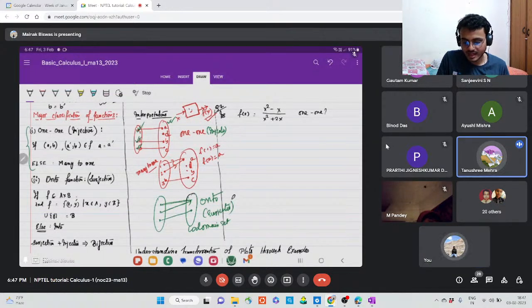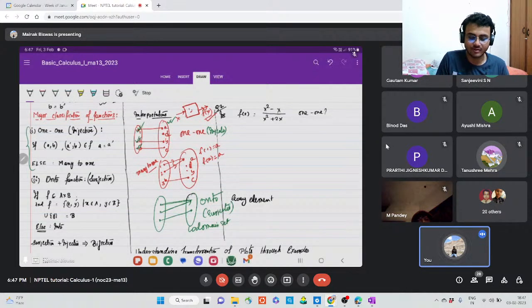Every element, I'll write in English. You can see the mathematical definitions. I don't want to read them out. They can be boring. So every element in the codomain set has an element in the domain set.